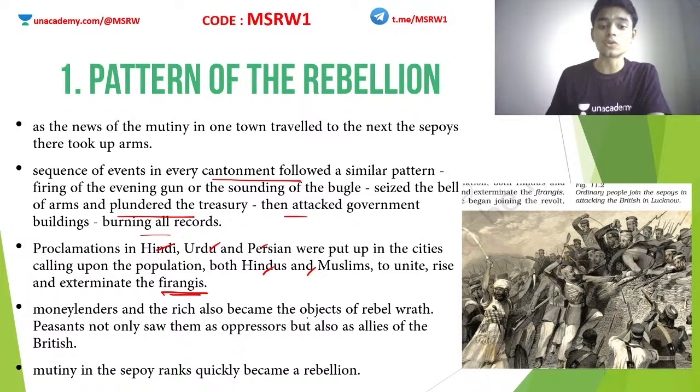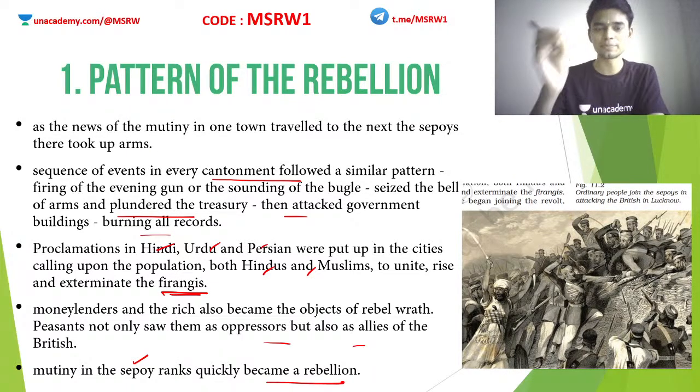Moneylenders and rich also became the objects of rebel wrath. Already told you, those sections in the society which were very much closer to British, such as moneylenders, such as the rich sections, all were targets of these revolutionaries. Peasants not only saw them as oppressors but also as allies of British. The mutiny in Sepoy ranks quickly became a rebellion. So this is how the common man also got into this mutiny.